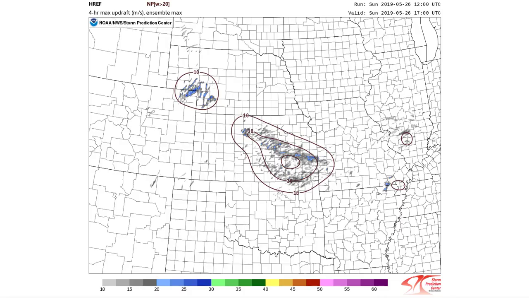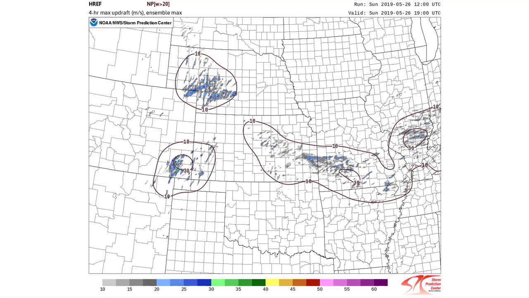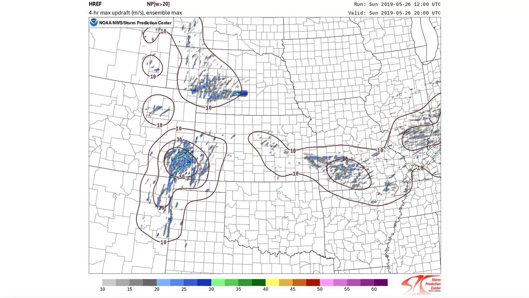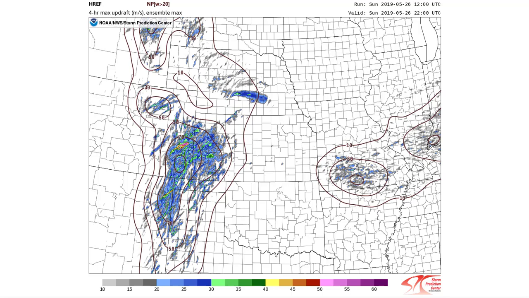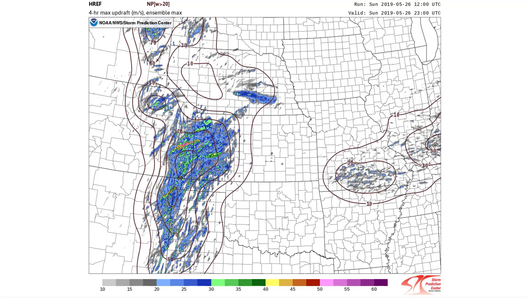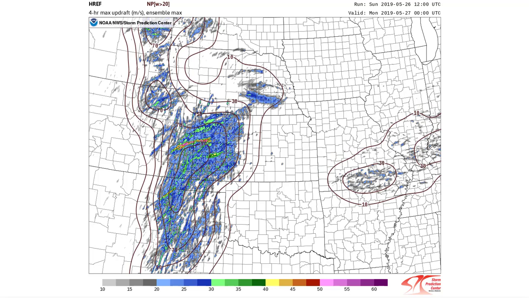If we move on to the 4-hour max updraft and ensemble max, by early afternoon we see numerous ensemble members with max updraft regions in southeast Colorado. Through the afternoon we see an increase in magnitude and coverage over southeast Colorado, while eventually moving eastward by later in the day.